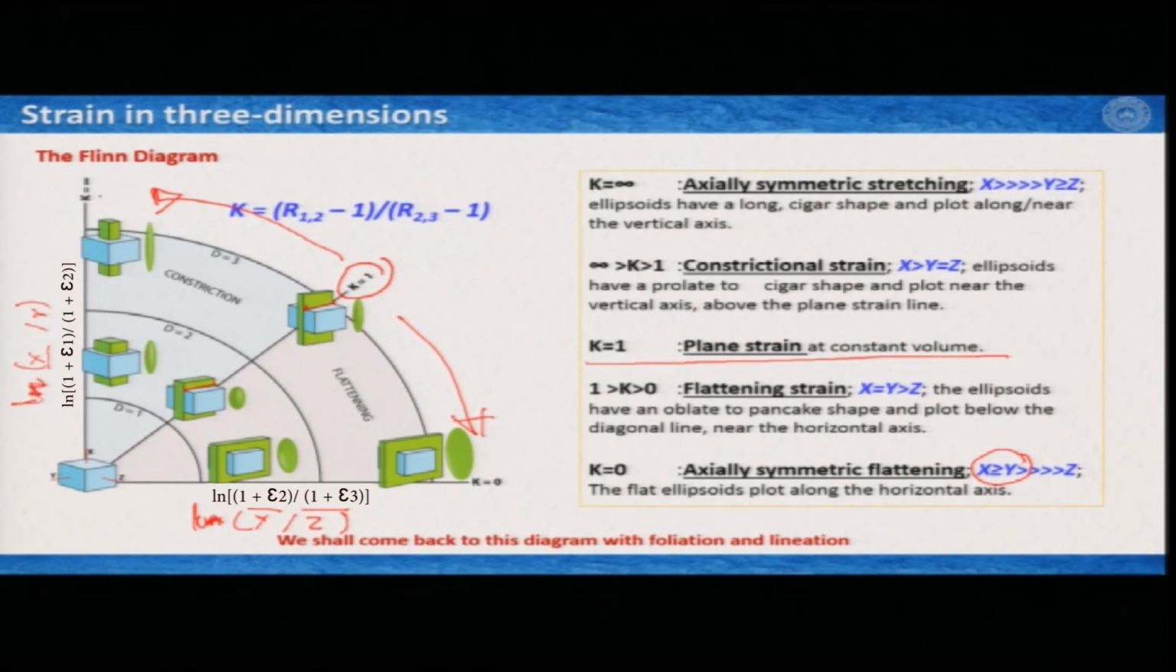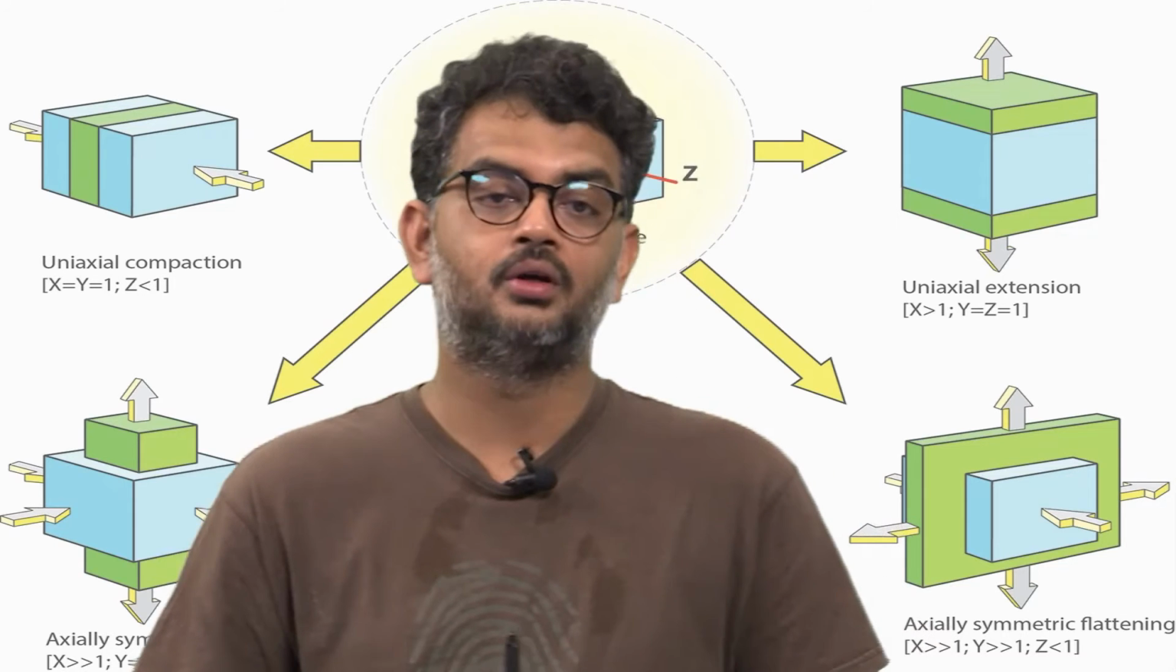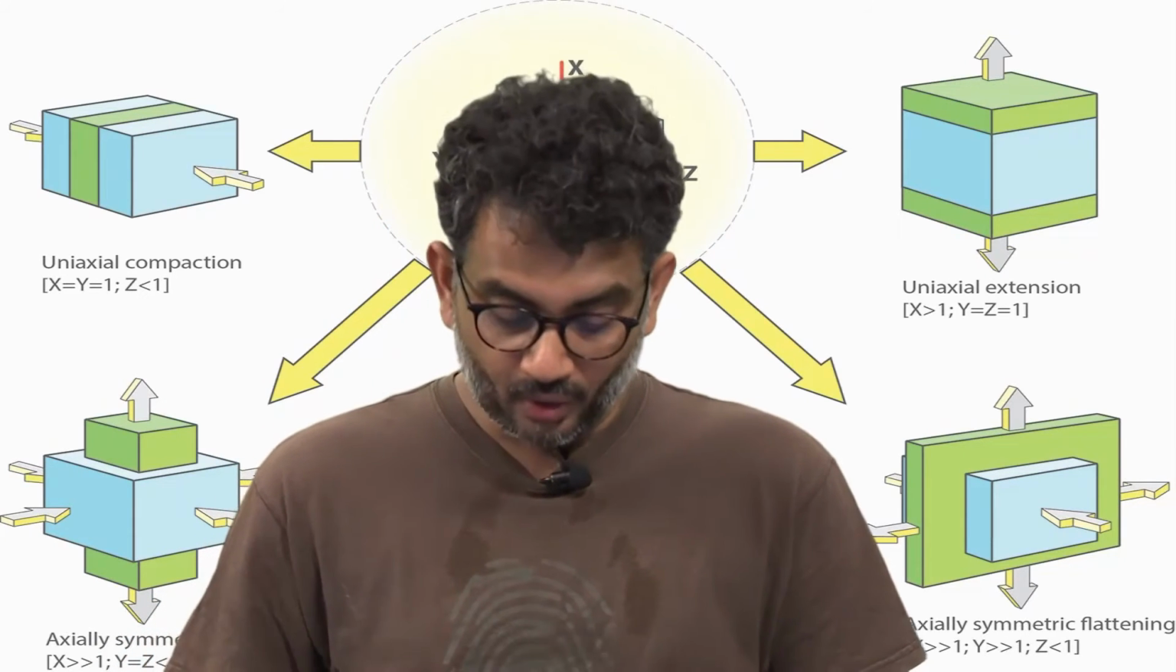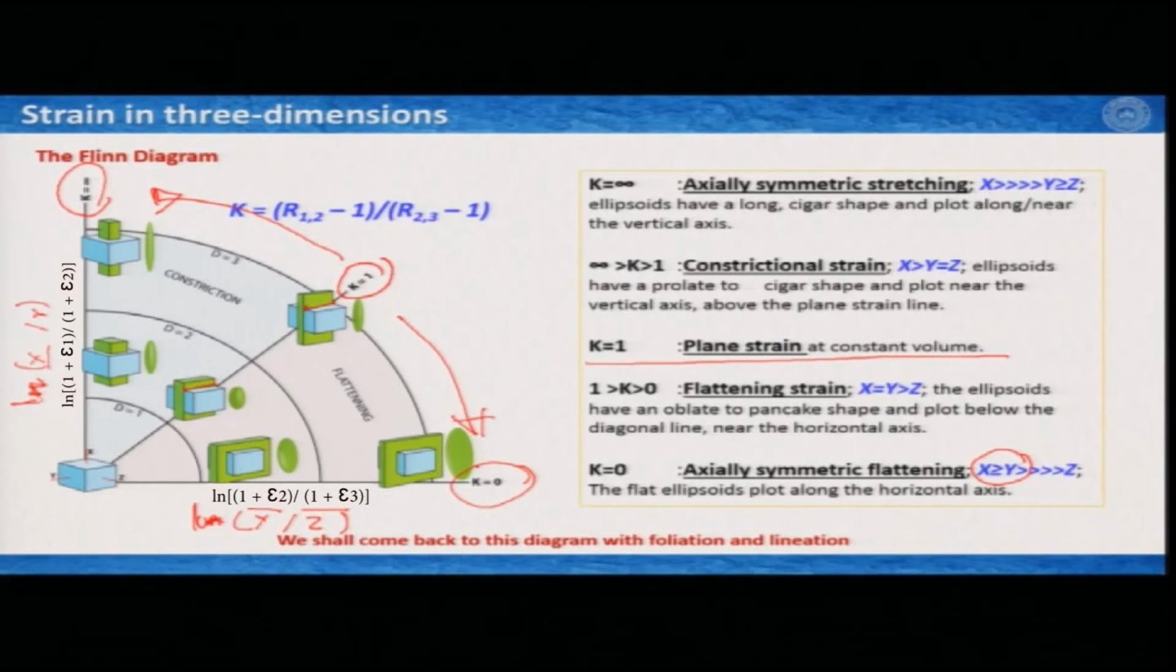So, if I go towards this side, k equal to infinity, then I produce rocks characteristically with some sort of linear features, and if I come to this side, k equal to 0, the deformed rock would show a lot of flattened or disc shaped objects. Considering this idea, if I am in the constriction domain, then the rocks would tend to produce more linear features through deformation, and at k equal to 0, the rocks would tend to produce more flattened or planar fabrics.